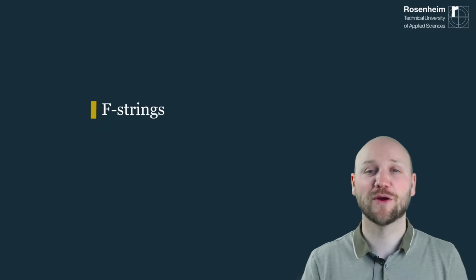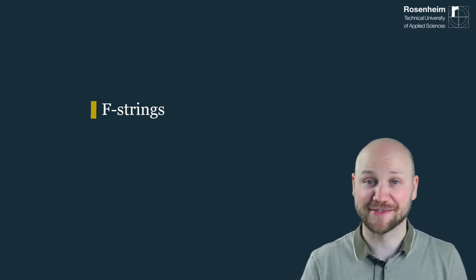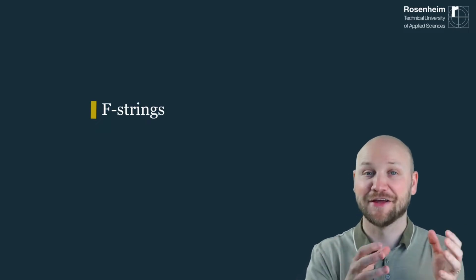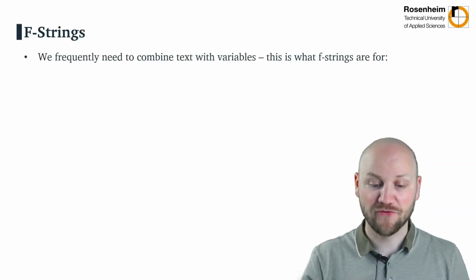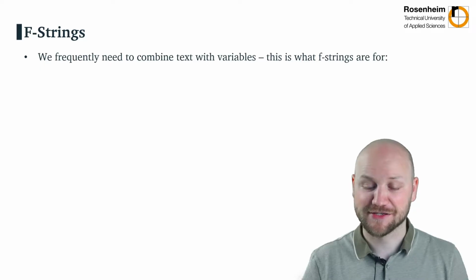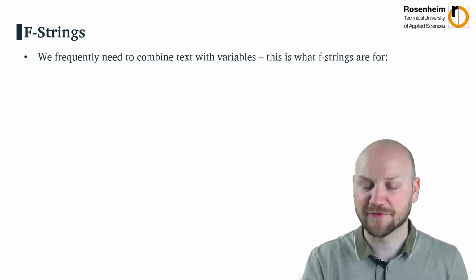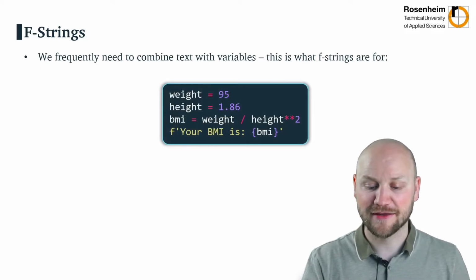Welcome to this video where we are going to talk about f-strings. F-strings are for combining strings with numbers. We frequently need to combine text with variables, so this is what f-strings are for, and it works as follows.